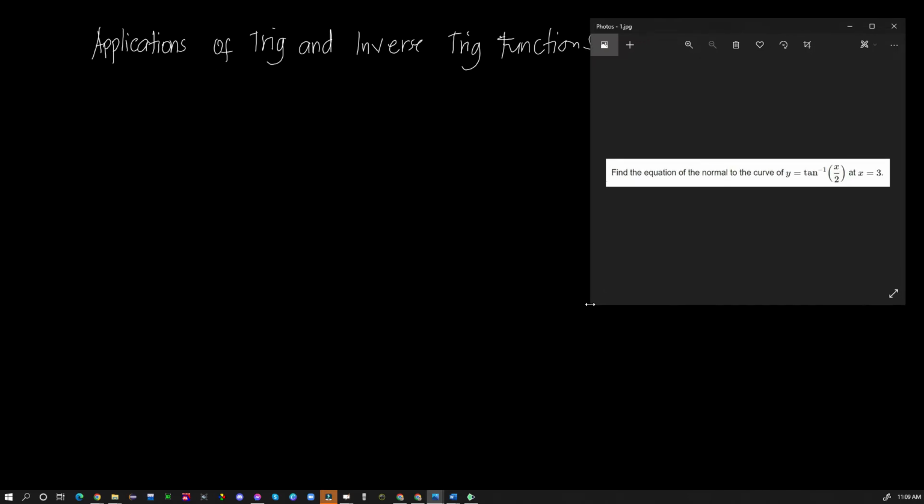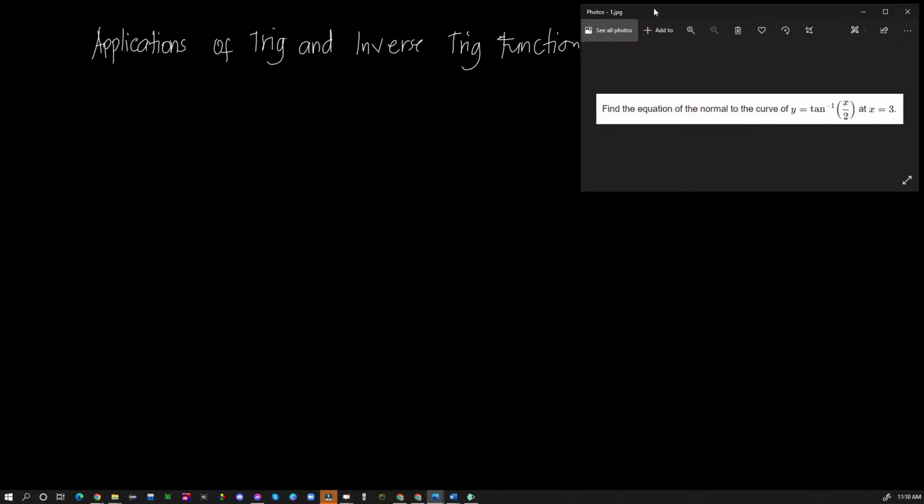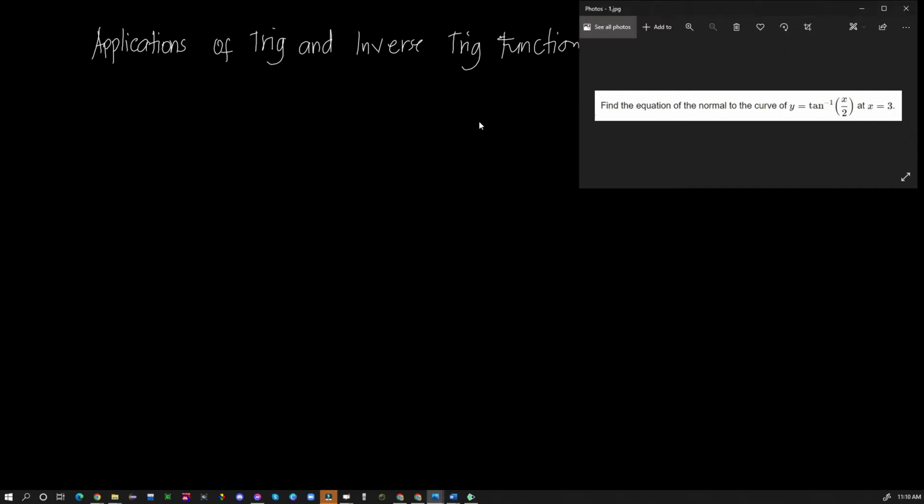Okay, first example. Find the equation of the normal to the curve y is equal to arctan of x over 2 at x is equal to 3. So, pasabot niya, pangitaon daw nato ang equation. So, probably ang atong answer is an equation of the normal to the curve. Naghatag siya og curve, tapos pangitaon na to ang equation sa normal. Okay. So, saon man natin siya.